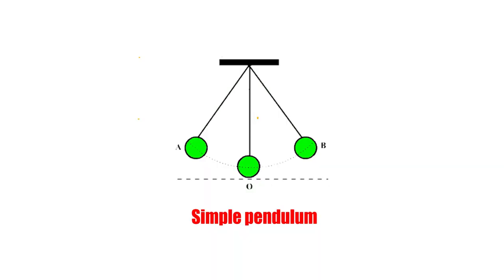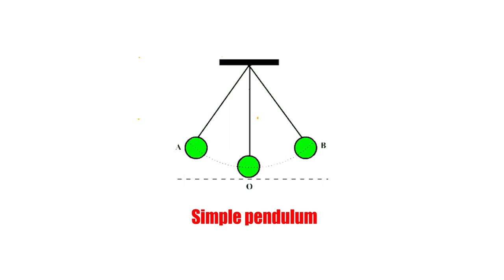fixed point. Looking at the pendulum there, the time to move from point A to point O and then to point B must be the same. O to B, O to A, to and fro.